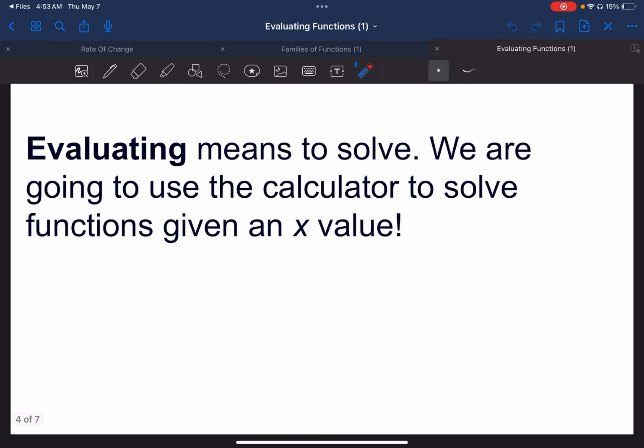Before we do those examples, let's just talk about what the word evaluating means. So evaluating means to solve. So we're gonna use the calculator to solve functions when we're given an x value. And there's actually two methods that I'm gonna go over. Whichever method works for you, it'll give you the same answer. So whichever one is best for you, please use that one.